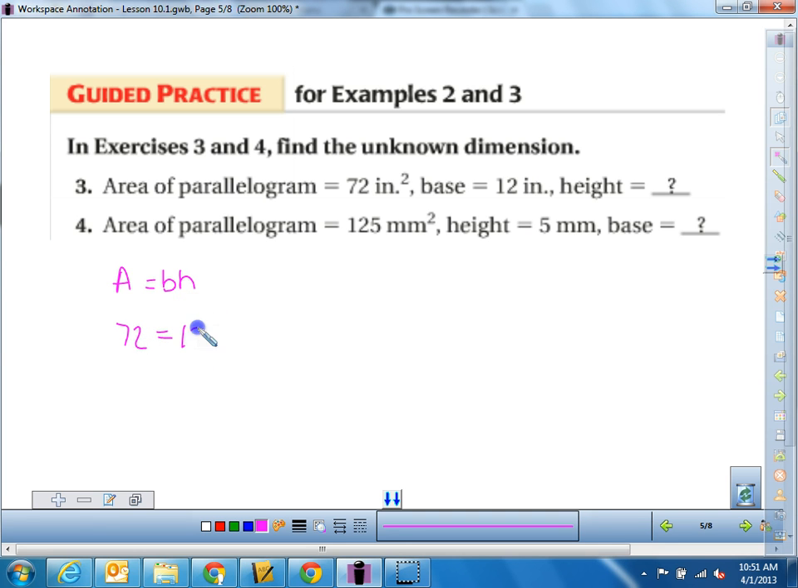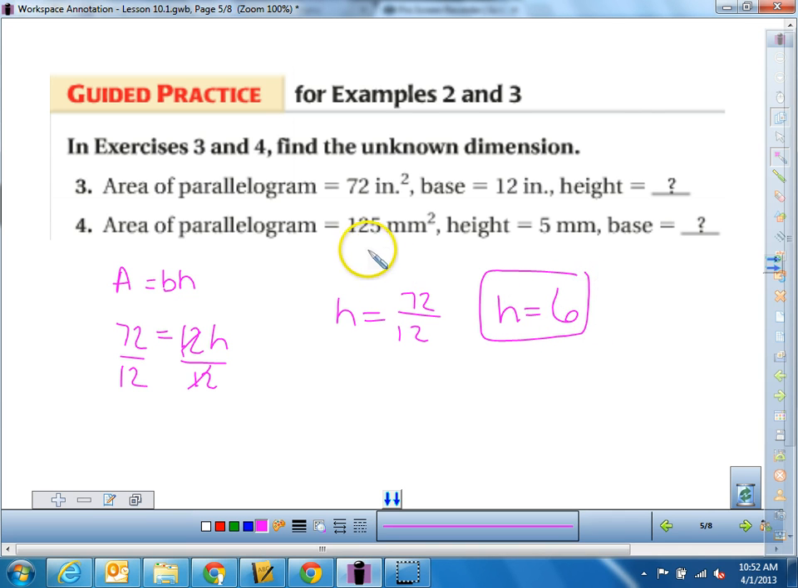Our base is 12 times our height. So what number times 12 is equal to 72? Or I could just divide both sides by 12 and get, these will cancel out, and now I'm left with the height is equal to 72 divided by 12, which, if you haven't figured it out yet, would leave us with a height of 6.